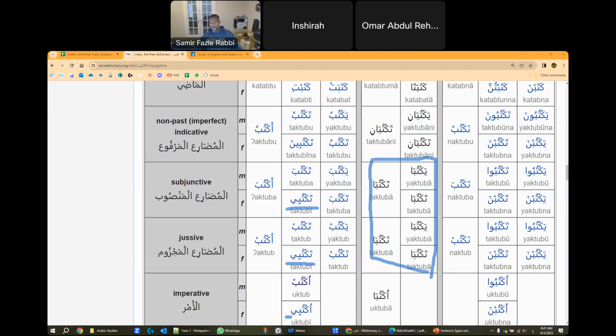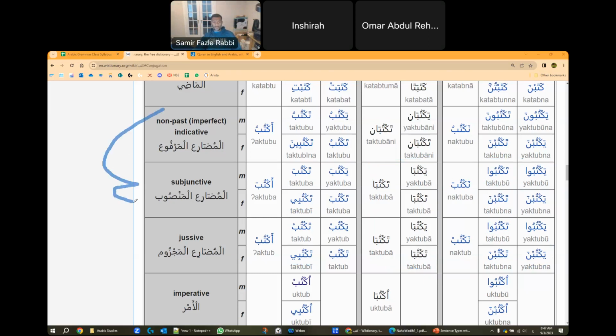These are exactly the same between nasab and jism. Here it's lan taktuba. Here's naktubu, naktuba, naktub, lam naktub. We will not write. In naktub, if we write. And then here, these ones, I think these are all the same. These are identical. So that's the jism and the nasab and rafa state.